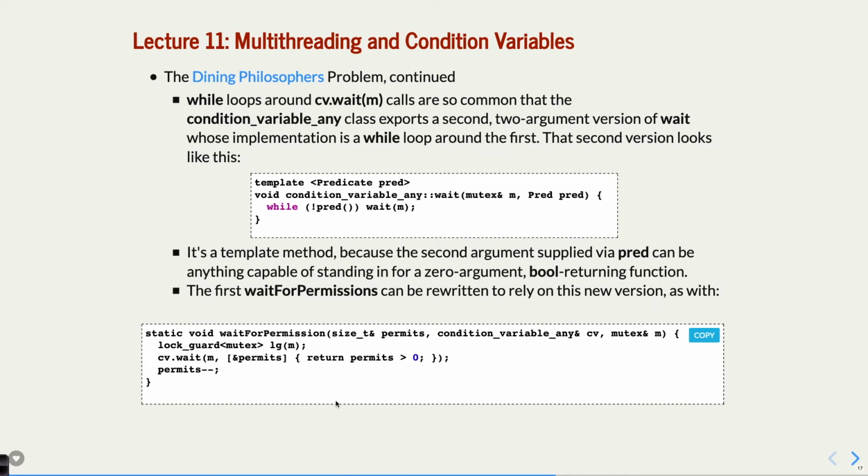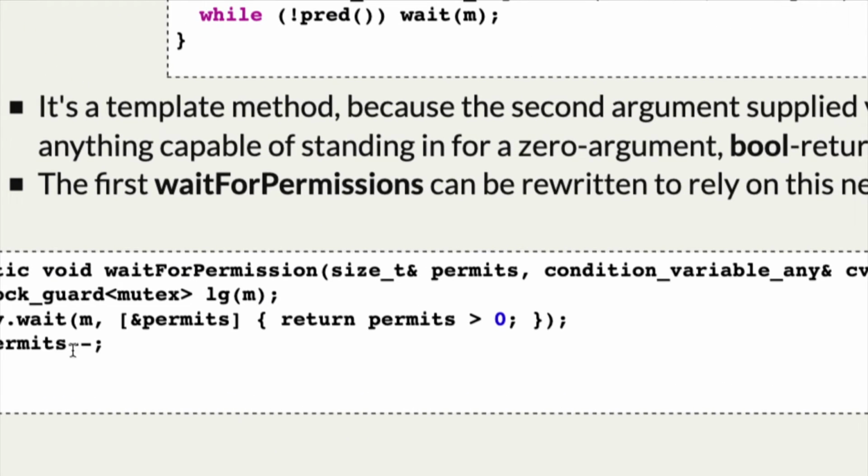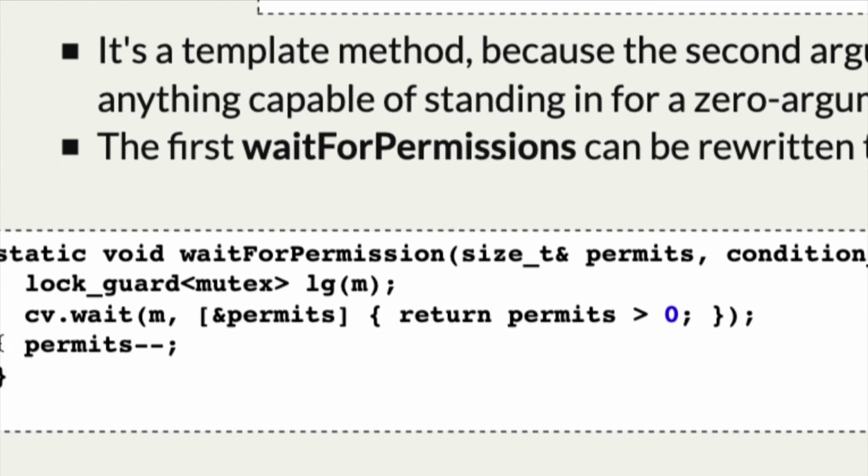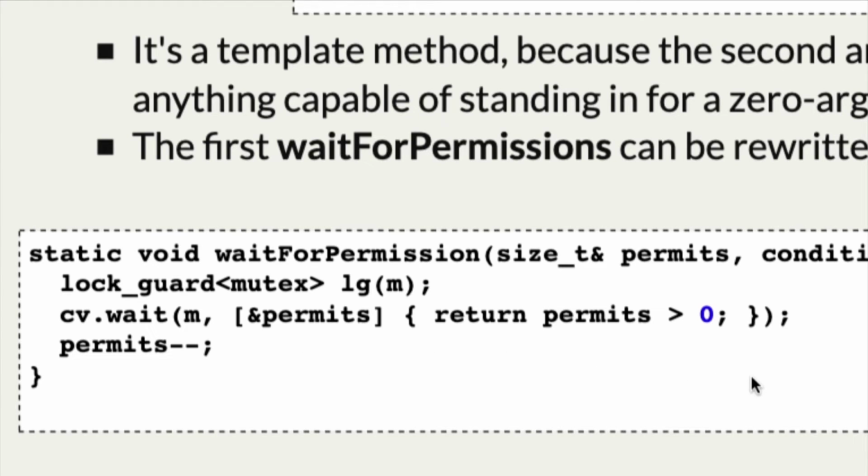You pass it in as a function, or, since we're in C++, as a lambda function, which is the way we can actually do this here. Let's think about what this is actually doing. This is the same function we had before, CV wait, there's your mutex lock, which remember it's going to unlock it and reacquire it later.